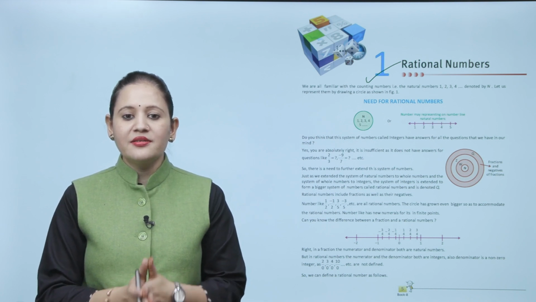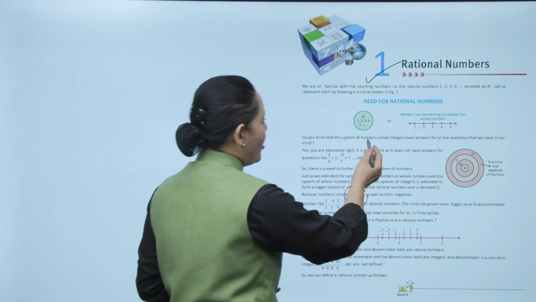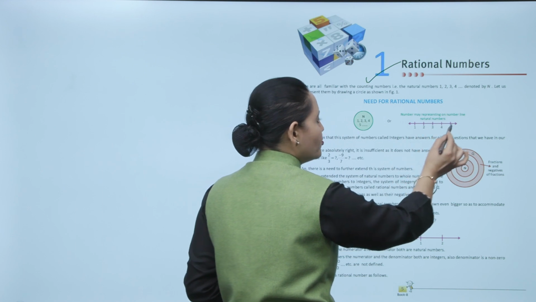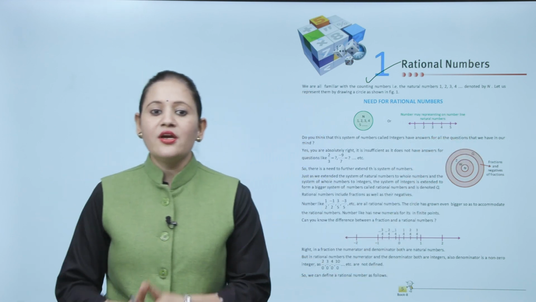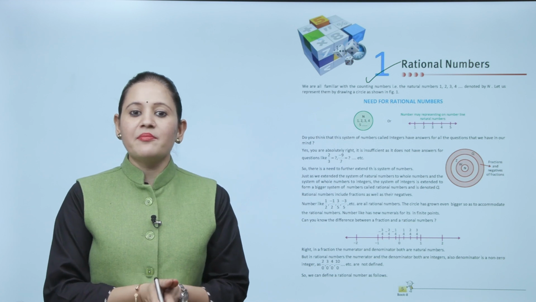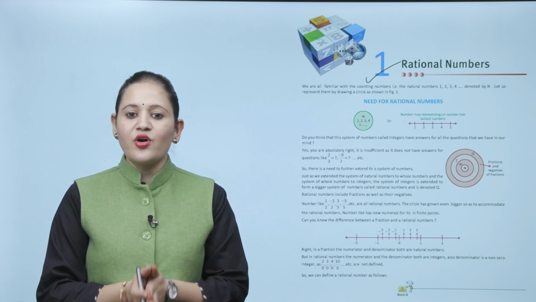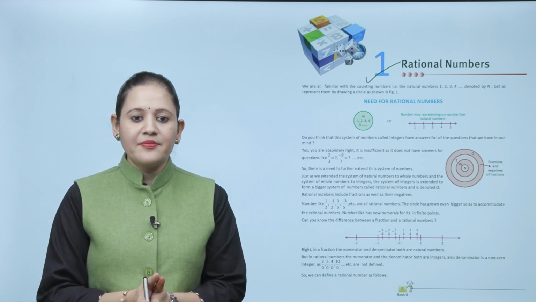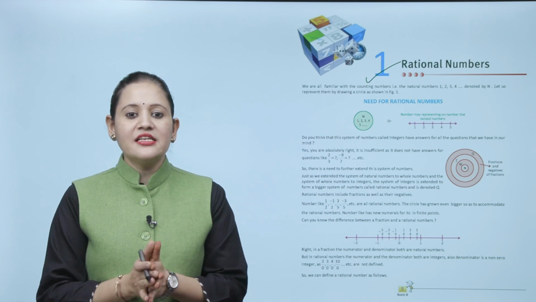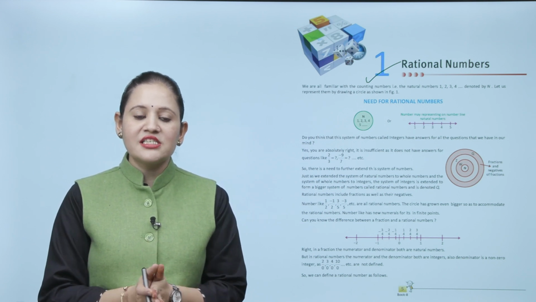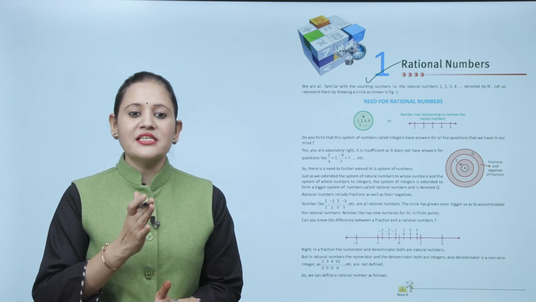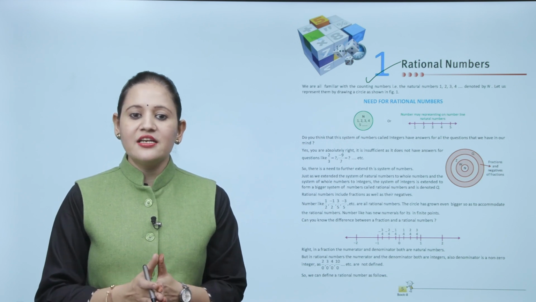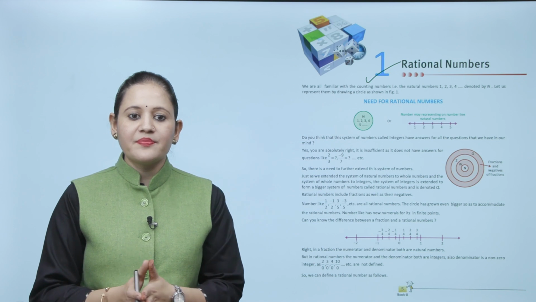Need for rational numbers. These natural numbers may be represented on a number line. Natural numbers: after 0, on the right hand side, 1, 2, 3, 4, 5 and so on. Do you think that this system of numbers called integers has answers for all the questions that we have in our mind? Yes, you are absolutely right. It is insufficient and it does not have answers for questions like 2 by 3, minus 7 by minus 9 upon 7, etc. So there is a need for a further extension in the system of numbers.